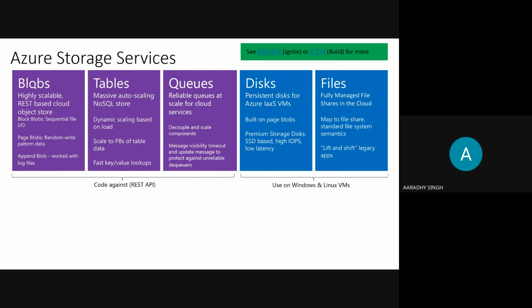Here, if I'm talking about the blob storage, blob storage is mainly used whenever you're trying to store massive amounts of unstructured or semi-structured data. Under this also, we have 3 categories available. One is blob, second is page blob, and the third is append blob.